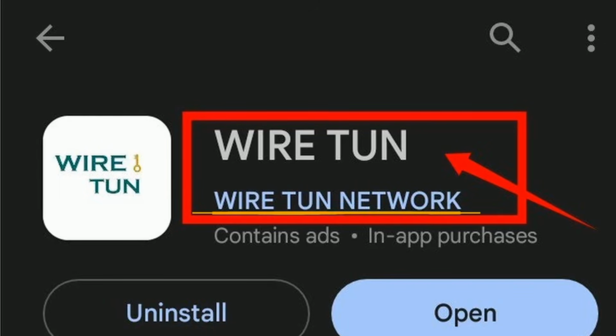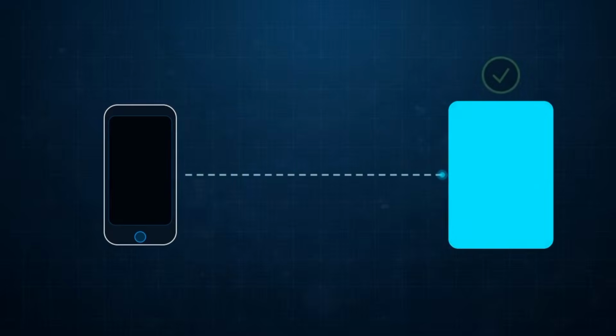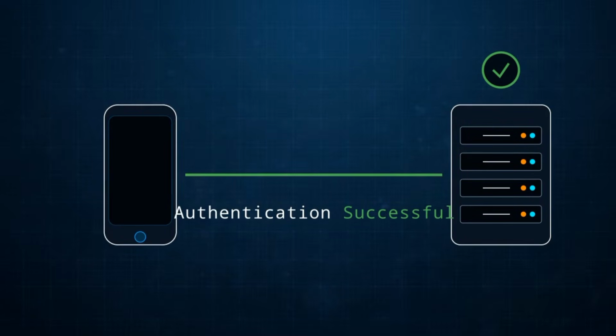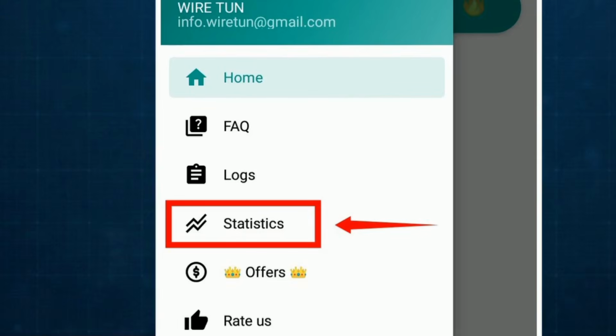You must target this specific application build right here, Wire Tun Network. Verifying the developer and build version now prevents the software from failing its handshake authentication once we attempt to initialize the connection. Once the application is open, tap the three-line menu icon in the top left corner to access the system directory. From the main sidebar, navigate directly to the Statistics module.